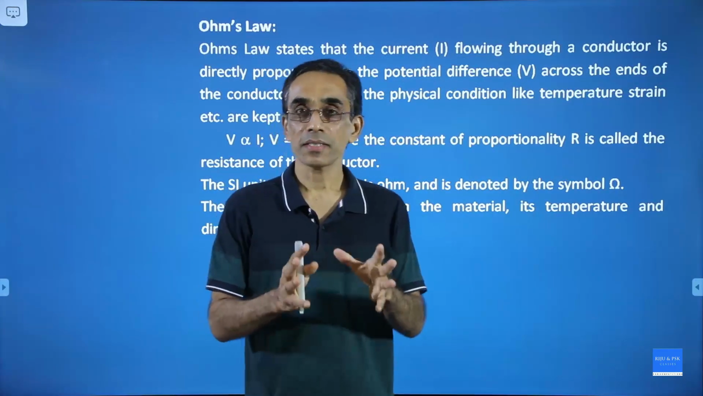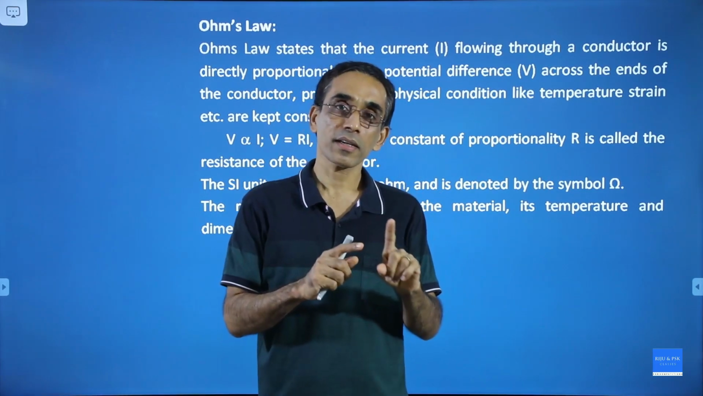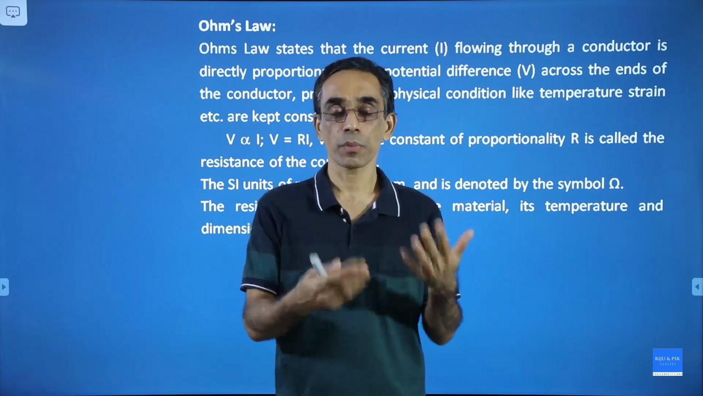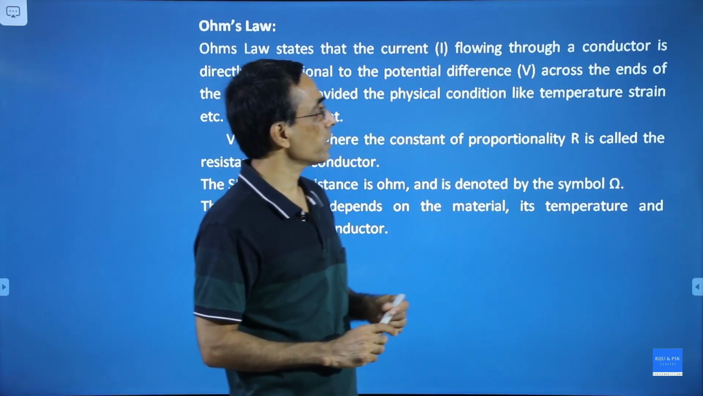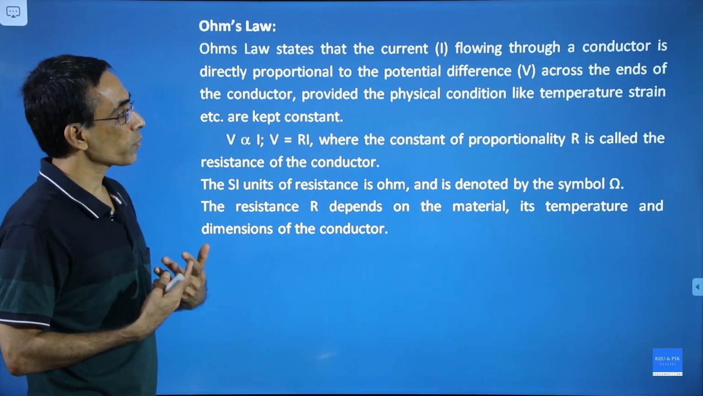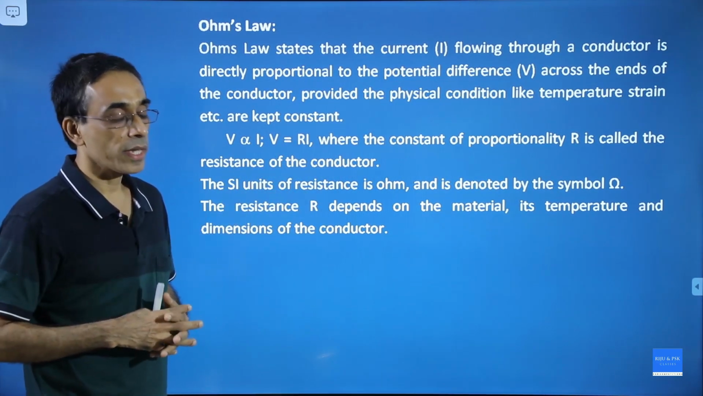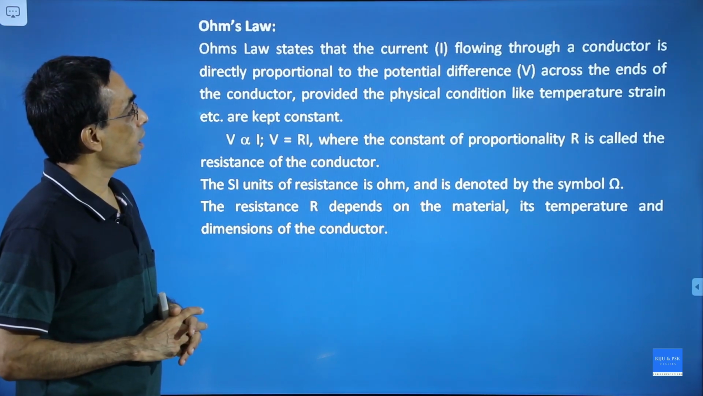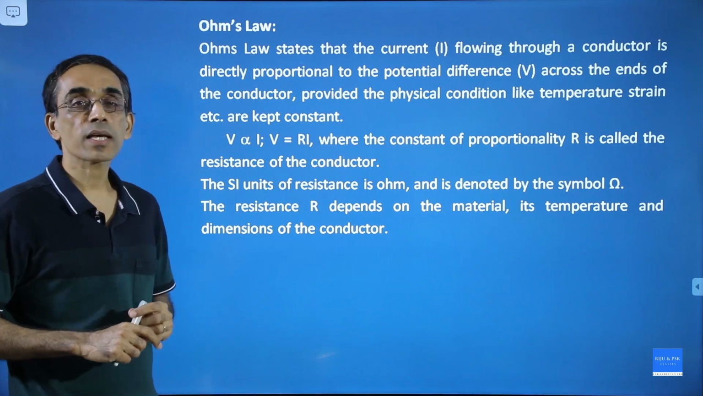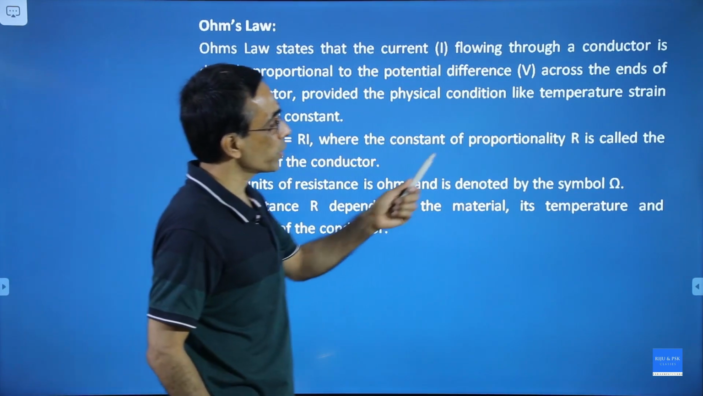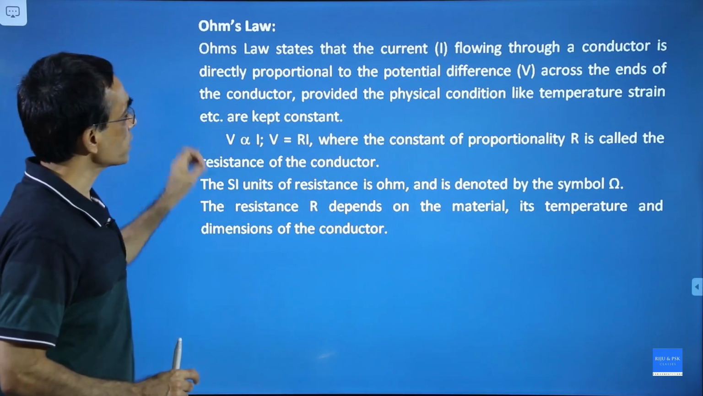Fine. In 10th standard you studied about Ohm's law, and you know Ohm's law says that electric current and potential difference are directly proportional to each other. Okay. So, the same statement, there is no difference in the statement. It says that the electric current flowing through a conductor is directly proportional to the potential difference across the ends of the conductor, provided that physical conditions like temperature, strain, etc. are kept constant. Maybe in 10th standard you did not have the term strain, you had only temperature. Okay. So, this is Ohm's law.